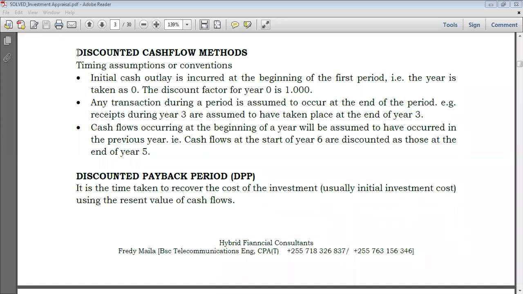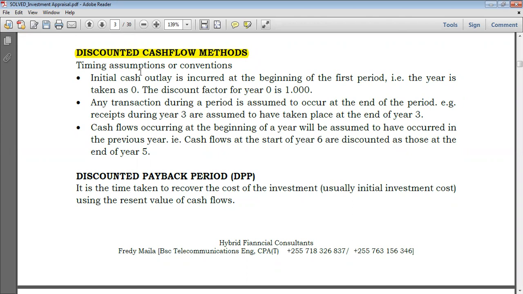And today we're just going to take a look at, actually this is Hybrid Financial Consultants, and we're going to take a look at discounted cash flow methods of investment appraisal. So what is the main difference between discounted cash flow methods and non-discounted cash flow methods?